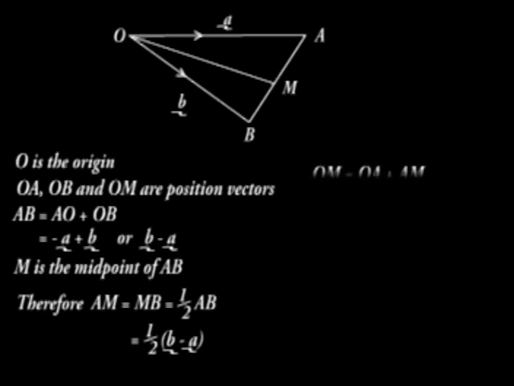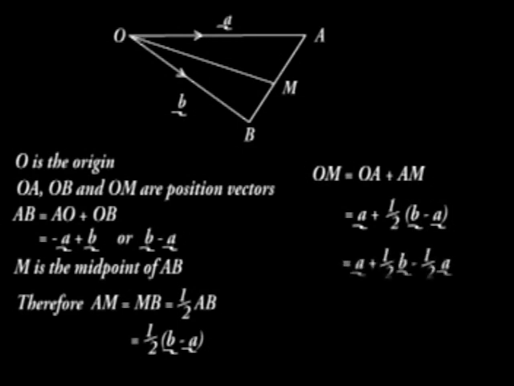Therefore, OM is equal to OA plus AM. That is A plus a half into vector B minus A. This gives us vector A plus a half vector B minus a half vector A, giving us a half vector A plus a half vector B, which is a half into A plus B.